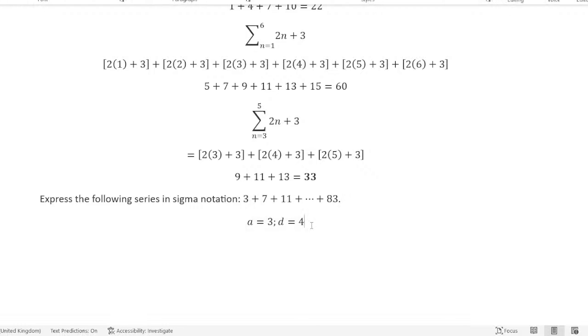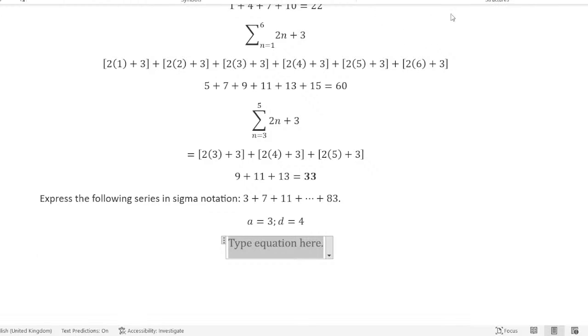All right, now remember our general term Tn. Remember the formula for our general term Tn, right? What is the formula for the general term? Tn is equal to a plus open brackets n minus 1 into d. We have the value of a and we have the value of d. Now let's substitute.